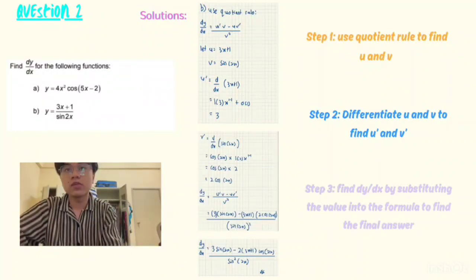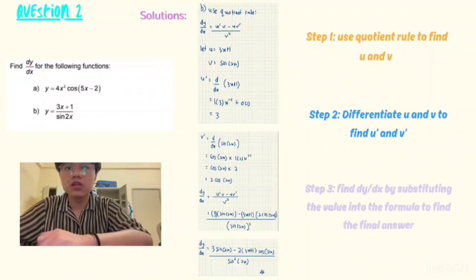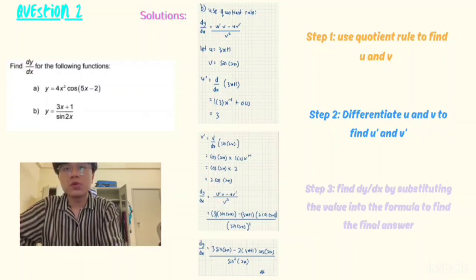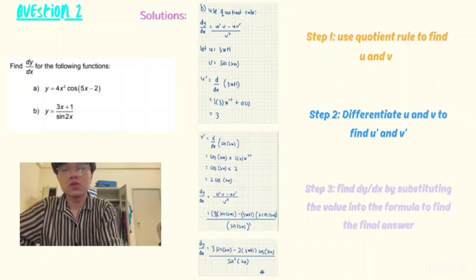Now we have to find u prime, which is d over dx of 3x plus 1, which we will get 1 times 3x to the power of 1 minus 1 plus 0 times 1, which gives 3 only. For v prime, we will have d over dx of sin 2x. We will differentiate that, and we will get cos 2x multiplied by 1 times 2x to the power of 1 minus 1, which gives cos 2x multiplied by 2.